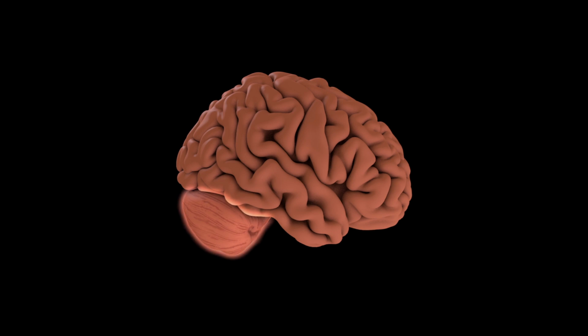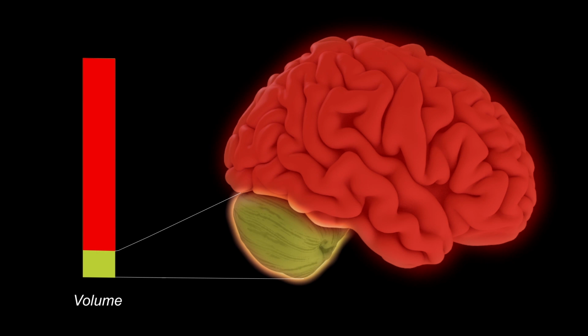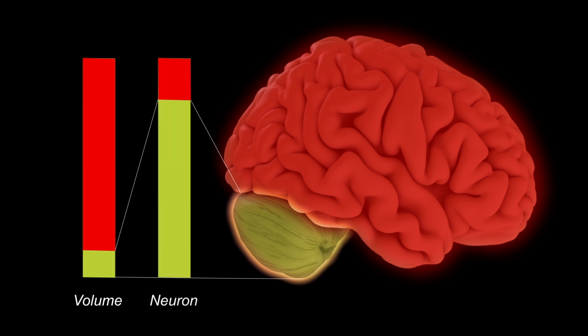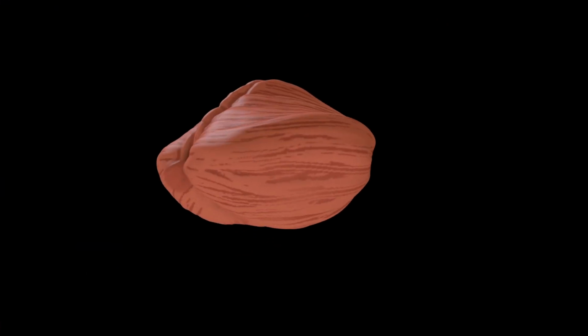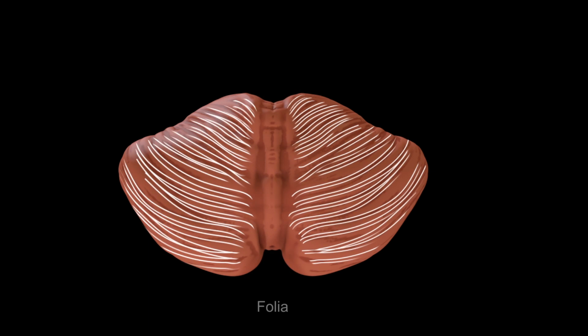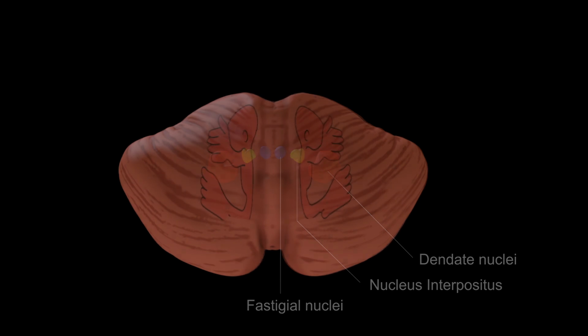The cerebellum, which means small brain in Latin, represents 10% of the volume of the brain, although it contains 80% of the neurons present in the brain. It consists of two hemispheres separated by a midline structure called the vermis. The surface of the cerebellum shows multiple folds called folia. It contains 3 pairs of midline nuclei, which are the only output from the cerebellum.